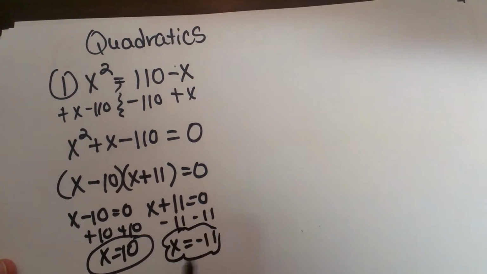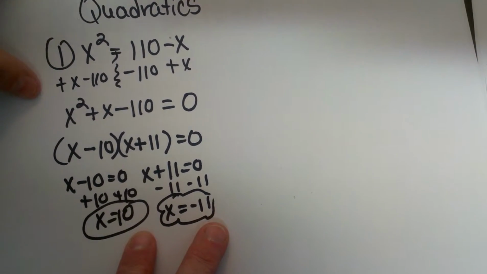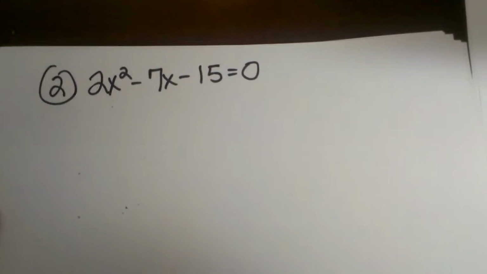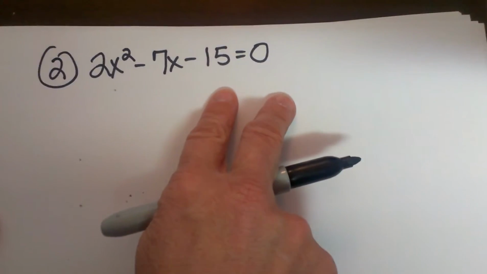So this one has two solutions. And that's how you solve a quadratic, the factoring method. There are several different methods, but this is what we're doing to solve this quadratic. Now let's look at a second one that's a little bit more involved, but we can also factor this one.